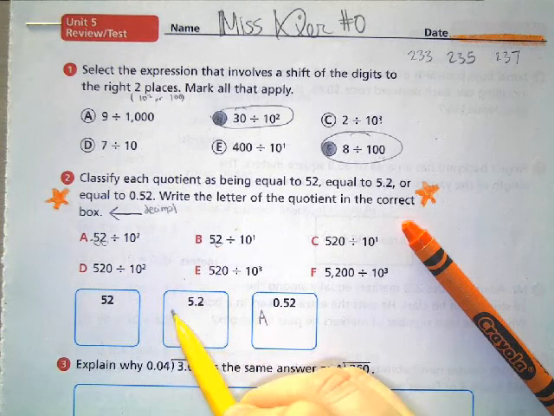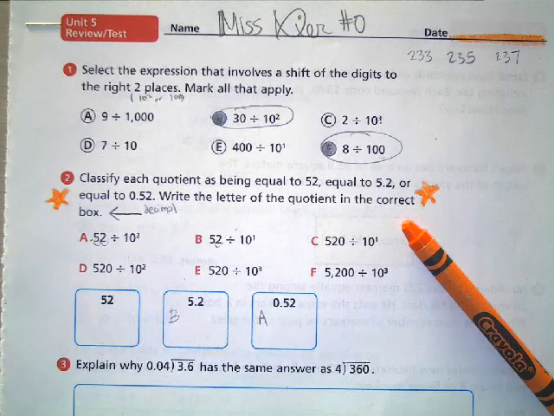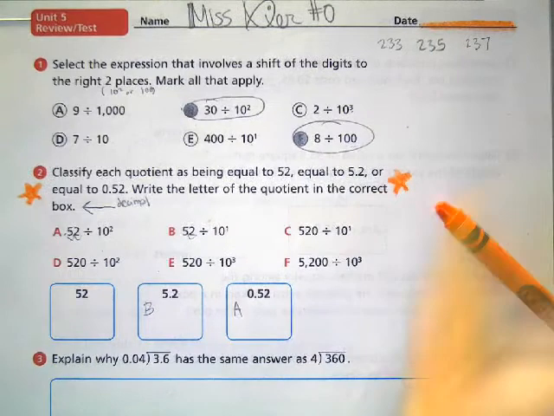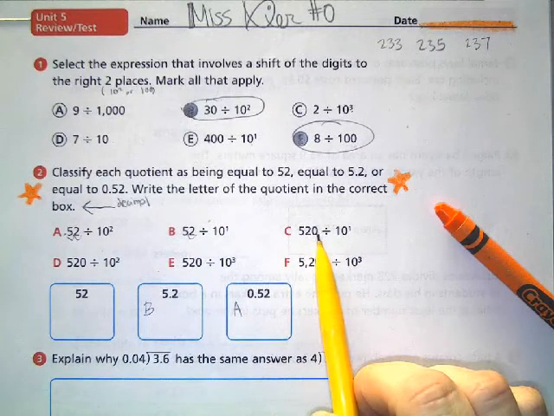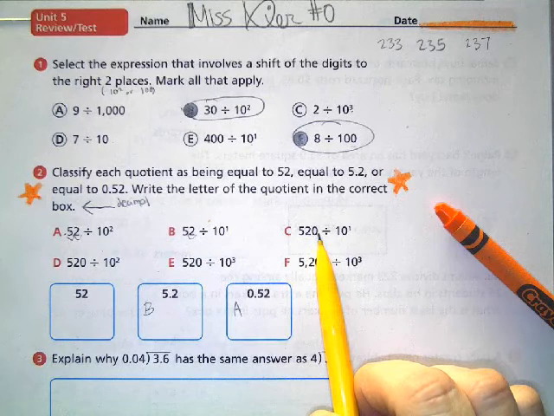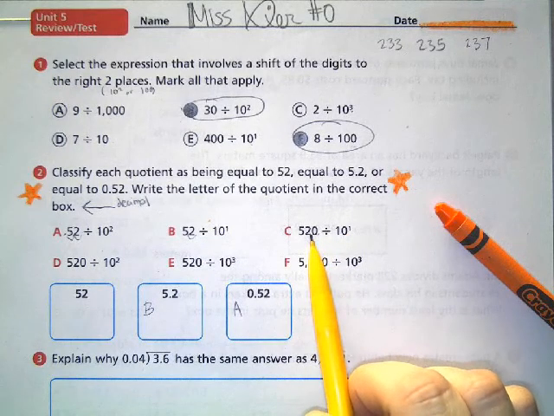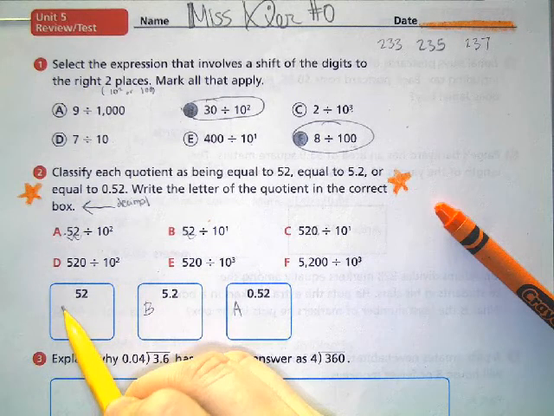5.2. So I take the letter B and I put it in the second box. See how this works? Okay, C. Put the decimal at the end of 520, and I move it how many places to the left? 1 place because of that little exponent. So if I move it one place to the left, it becomes 52.0, which is the same as 52. So I put the letter C in the first box.